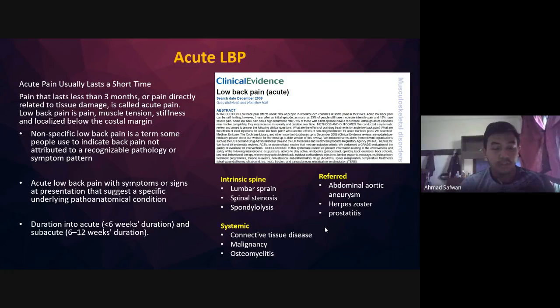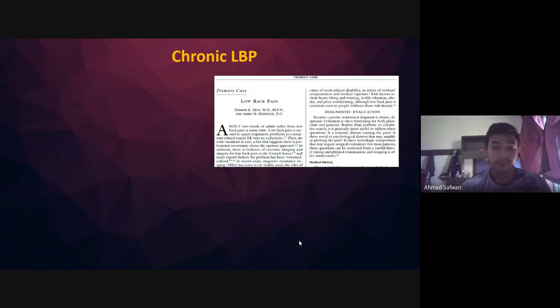The next type is systemic. There are three: connective tissue disease, malignancy, and osteomyelitis. For connective tissue disease, the signs are multiple joint arthritis, fever, weight loss, fatigue, tenderness, and other joint tenderness. And lastly is referral: abdominal aortic aneurysm, herpes, and prostatic. For prostatic, the sign of the injury is discomfort in the lower abdomen, pelvis, or hip.